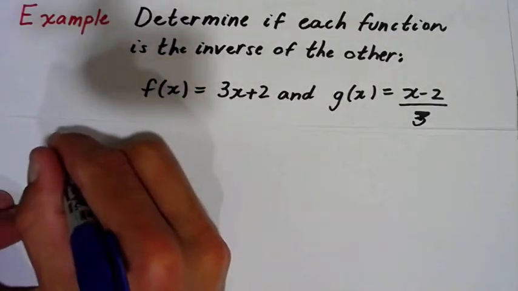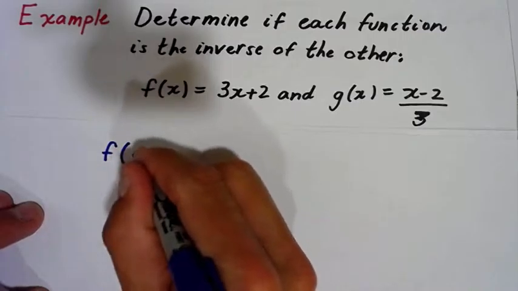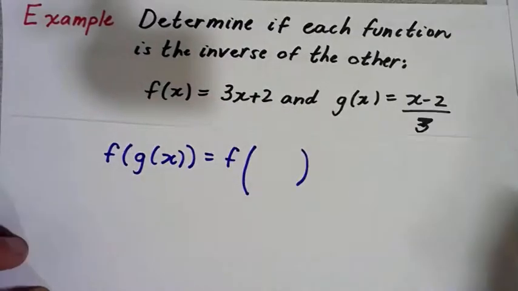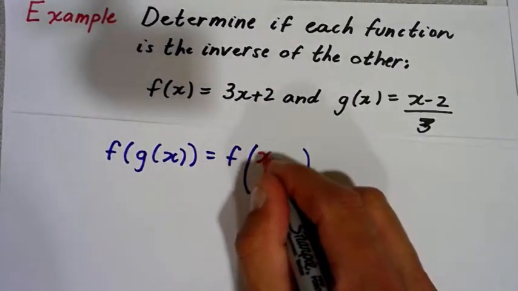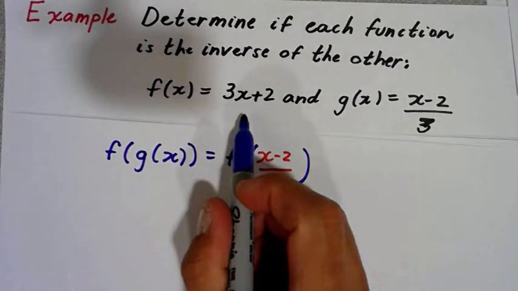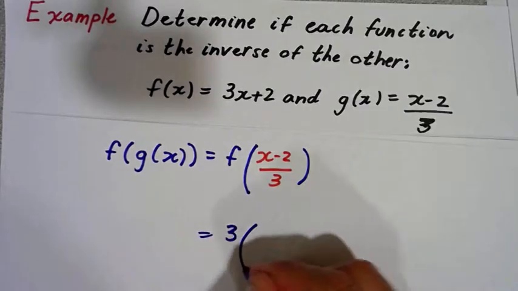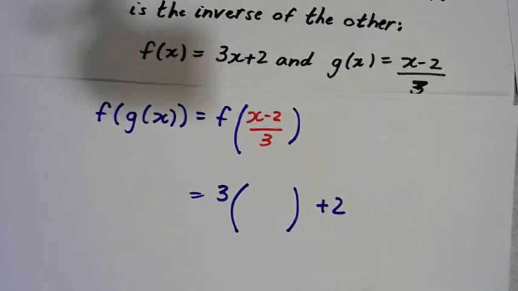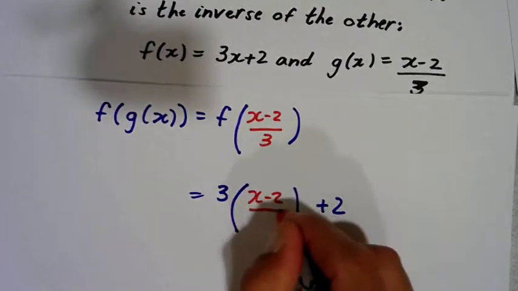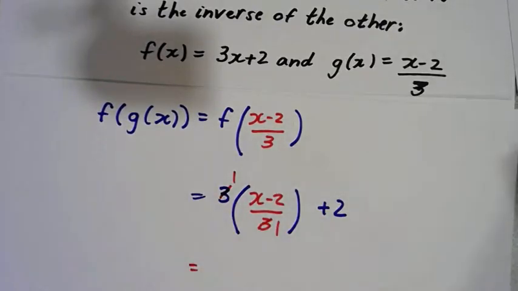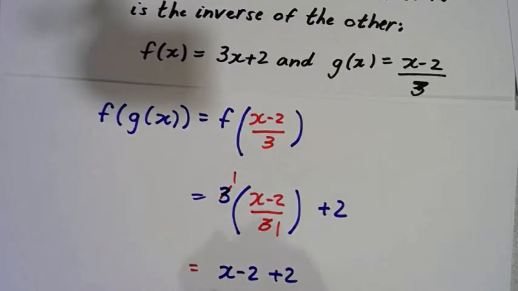The first composition is f of g of x. We know what g is, it's x minus 2 over 3, so that gets plugged into f. F is 3x plus 2, so we have 3 times the quantity x minus 2 over 3, plus 2. Let's simplify. The 3 and 3 become 1, so we're left with x minus 2 plus 2, which is equal to x. So that one checks out.